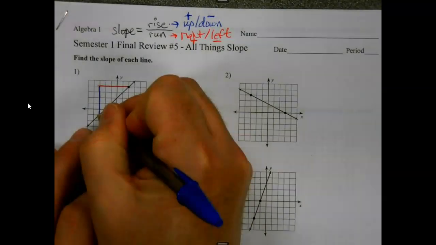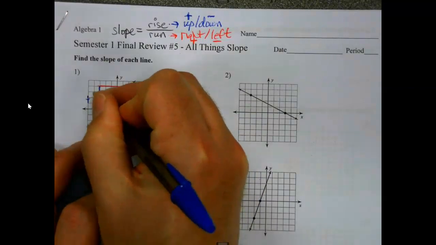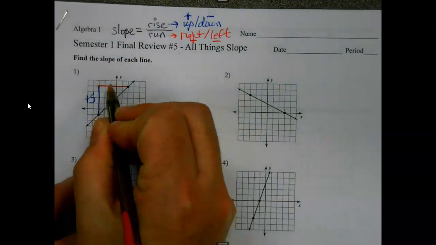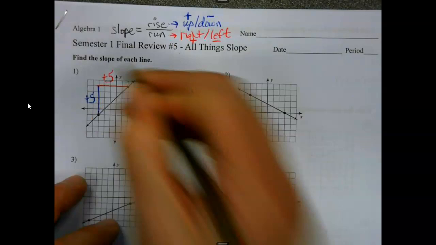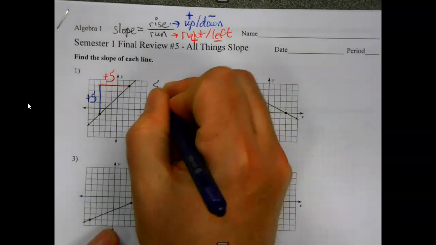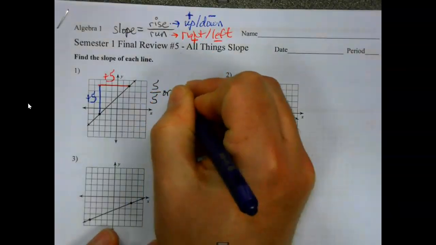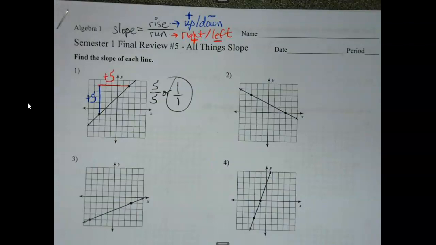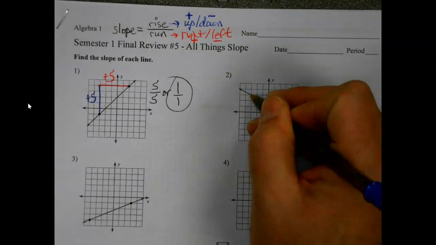So I notice here I'm going up 1, 2, 3, 4, 5, positive. And I'm going right 1, 2, 3, 4, 5, positive, because right is positive. And so my slope would just be 5 over 5, or 1, because 5 divided by 5 is 1, or if you want to leave it a fraction, 1 over 1 is okay. If it's a whole number, though, you can always have the option of leaving it as a whole number. So typically what I'll do when I'm trying to find slope, I usually start on the left, but that's just me.